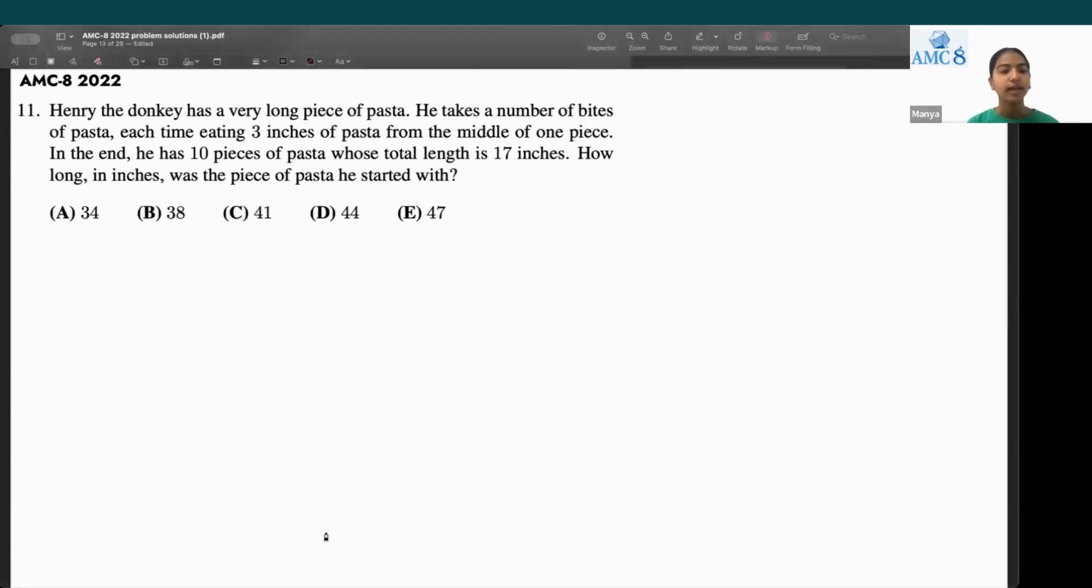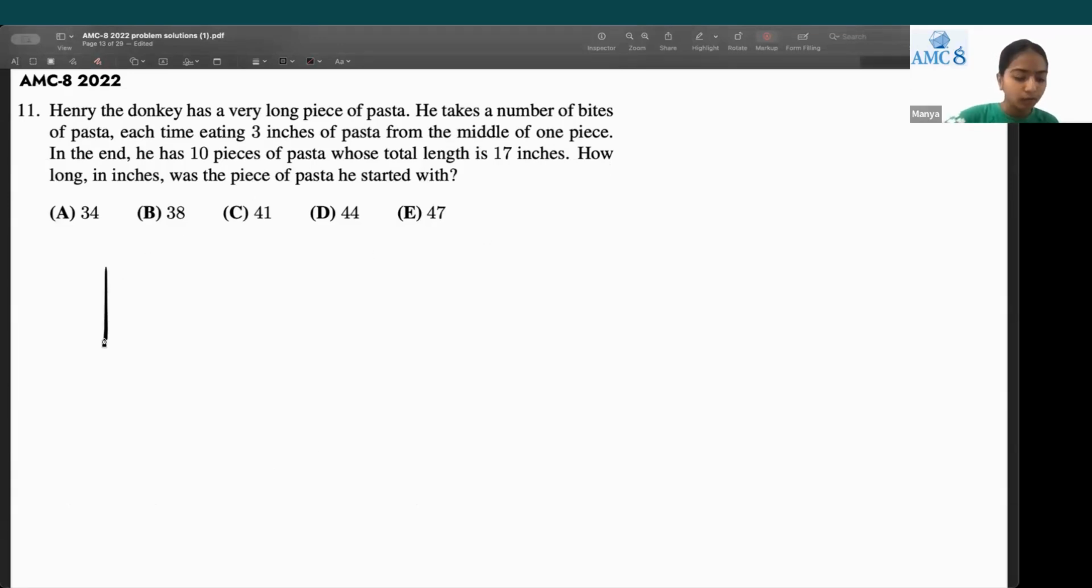Problem number 11. Henry the donkey has a very long piece of pasta. He takes a number of bites of pasta, each time eating 3 inches of pasta from the middle of one piece. In the end, he has 10 pieces of pasta whose total length is 17 inches. How long in inches was the piece of pasta he started with?